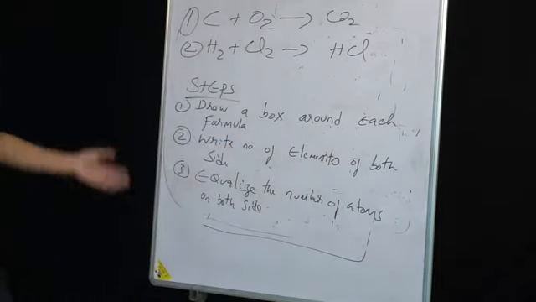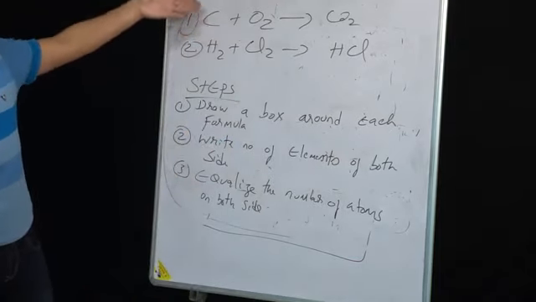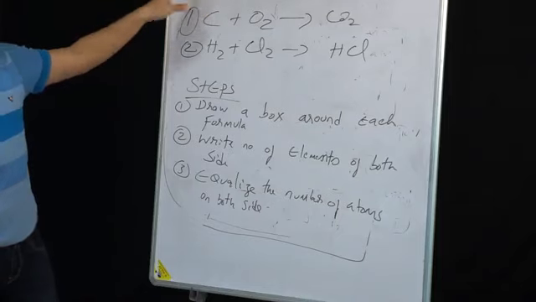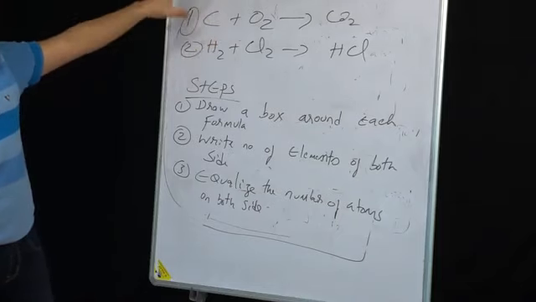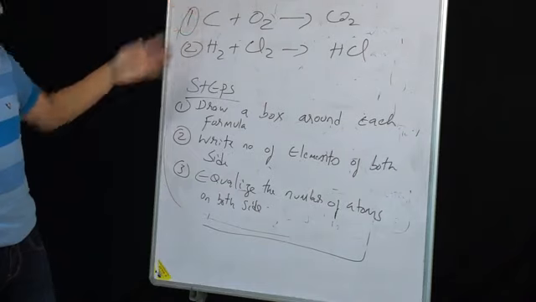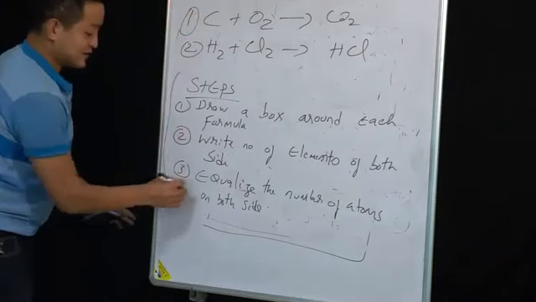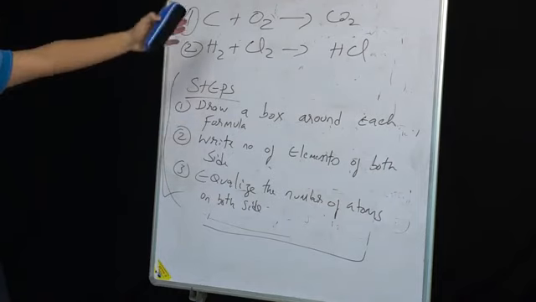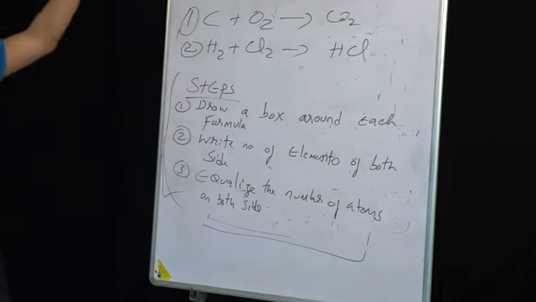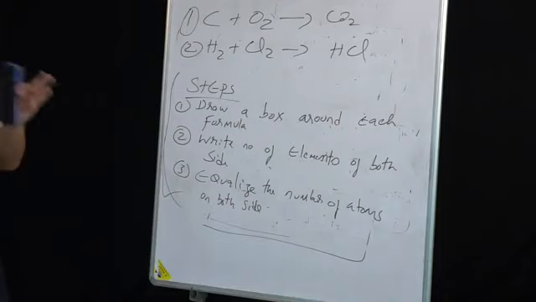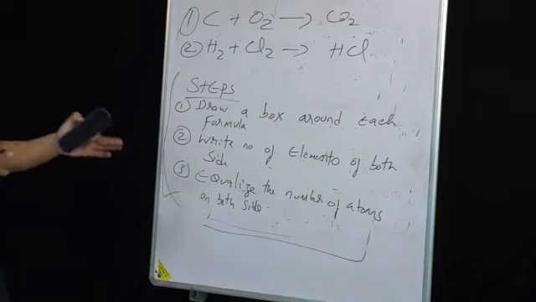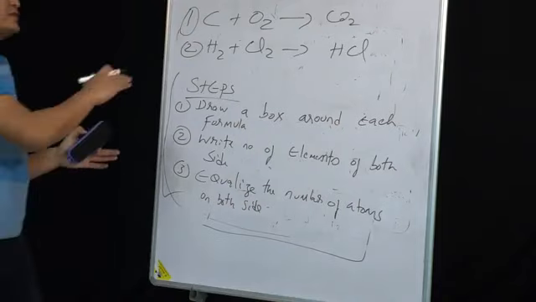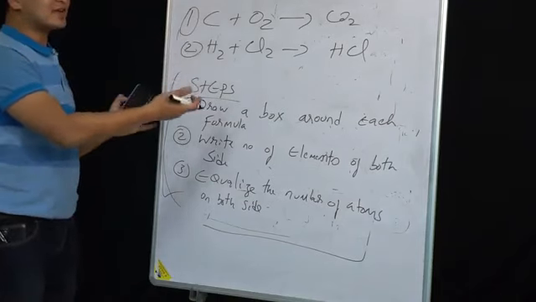Now, in the exam you will be given this type of equation. You will see whether it is balanced or not. If it's not balanced, you'll go ahead and balance it. Clear? And how will we balance? We'll use 3 simple steps. First, we'll draw a box around each formula. Second, we'll list the number of elements. And third, we'll equalize the numbers. We'll make the left-hand side and right-hand side equal.